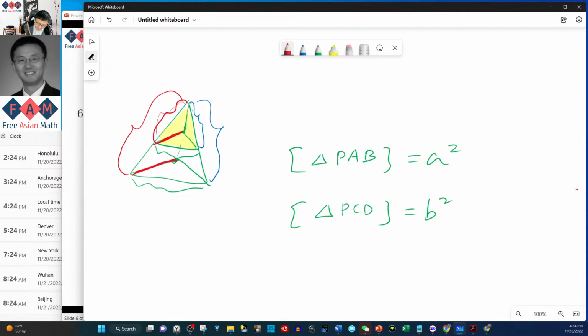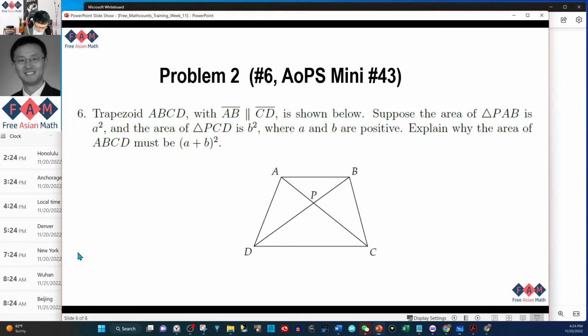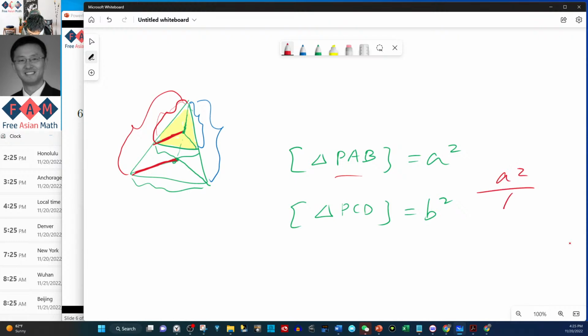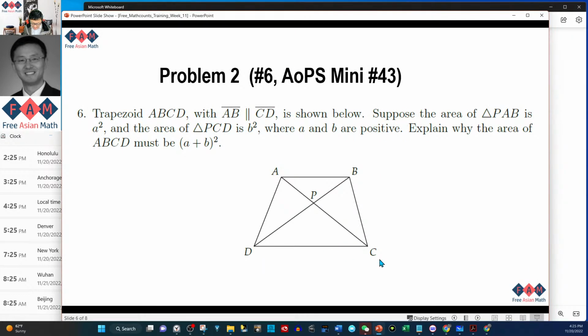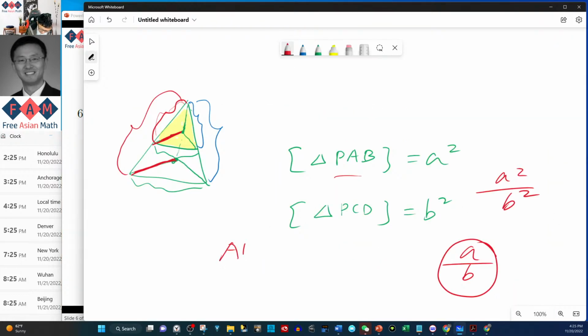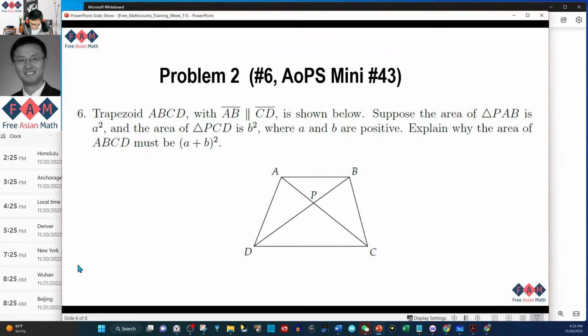So once we know the areas of PAB and PCD, we immediately see the area ratio is A squared over B squared. Therefore, the two-dimensional thing, the area ratio, is this, and the one-dimensional ratio must be A over B, right? That means that although we don't know what AB and CD are, we do know AB over CD is A over B.